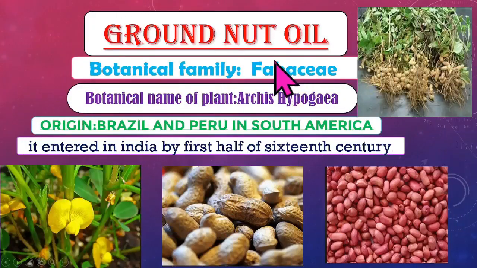Groundnut oil. The botanical name of this plant is Arachis hypogaea, and the botanical family of this plant is Fabaceae. They also say it is the legume family. Previously it was known as a legume family, now it is changed to the Fabaceae family. So the groundnut plant belongs to the Fabaceae family and its botanical name is Arachis hypogaea.